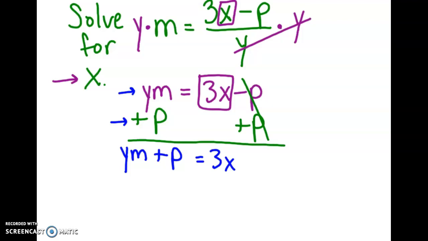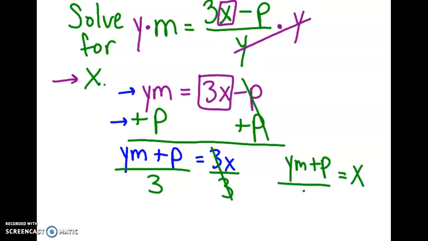Now we have just one step left, and that is to get x alone and get that 3 in front of it gone. 3x means 3 times x. The opposite of multiplication is division. So we're going to divide both sides by 3. And now we have completely gotten x isolated. x is equal to ym plus p, divided by 3. And that is our final answer.